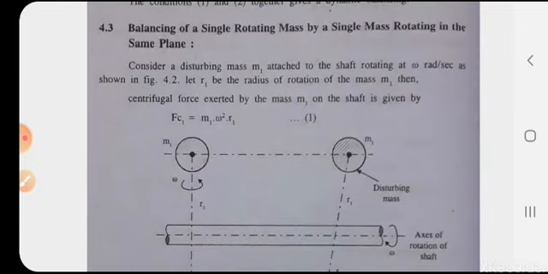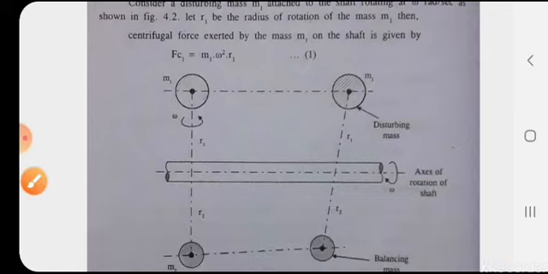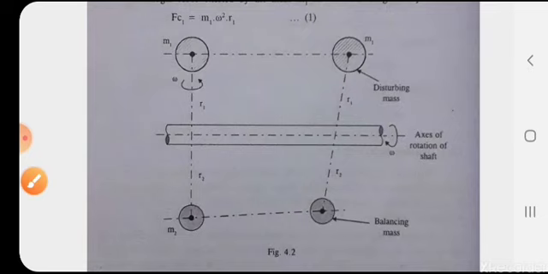So let us discuss balancing of a single rotating mass by a single mass rotating in the same plane. So you have to observe the diagram. Here we are going to study balancing a single rotating mass by a single mass rotating in the same plane.